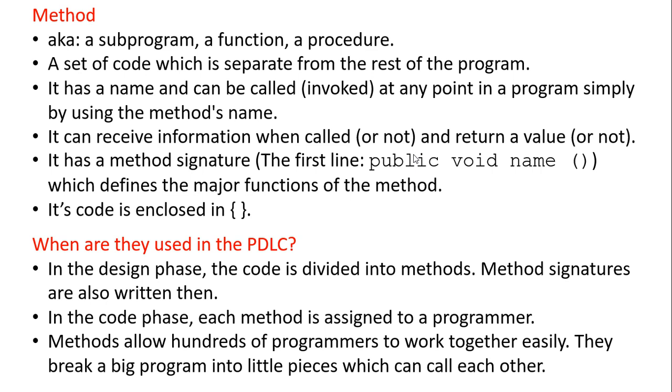In the product development lifecycle, we'll actually use methods extensively, but in the design phase, we're going to divide the code into methods, and then we write the method signatures. And then in the coding phase, we're going to assign each method to a different programmer. Methods are going to allow hundreds of programmers to work together easily. So we'll use methods to break down a program into little pieces, which then can call each other using the method signatures.